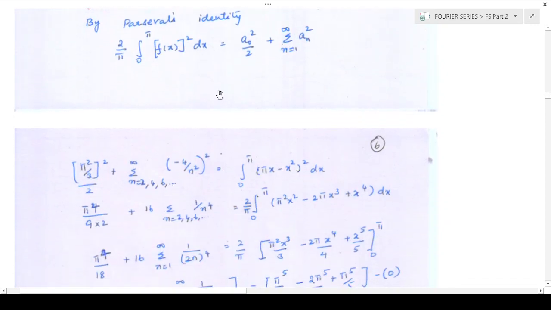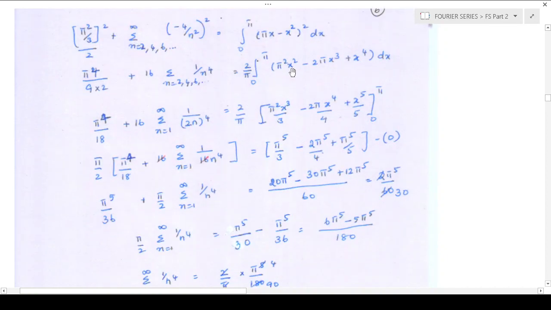Now take the summation to the left side, simplify it. Similarly, the right side, inside the integral, it is of the form a minus b the whole square. So a square minus 2ab plus b square you are writing. Then you are integrating it. X square integration is x cube by 3. Then x cube is x power 4 by 4. X power 4 integration is x power 5 by 5. Applying upper limit minus lower limit, you are getting this value.